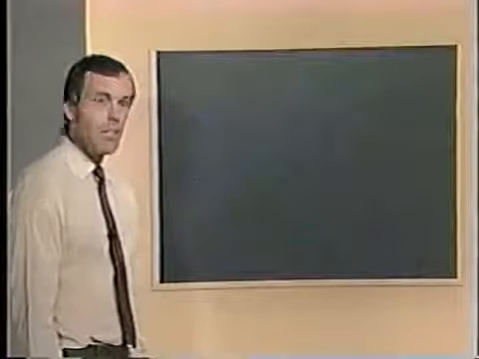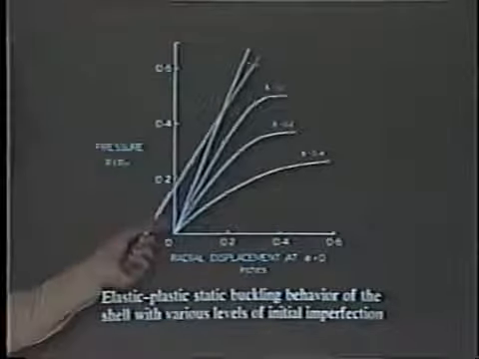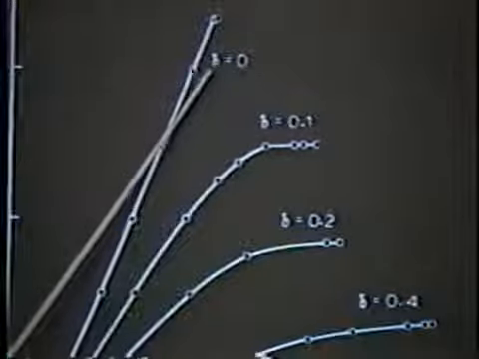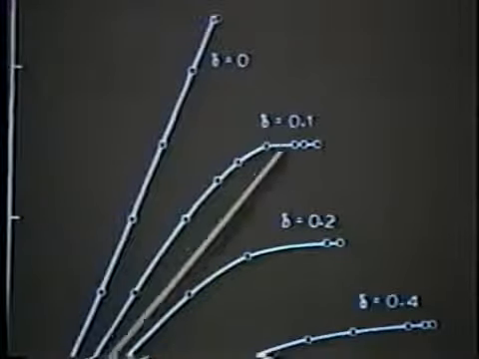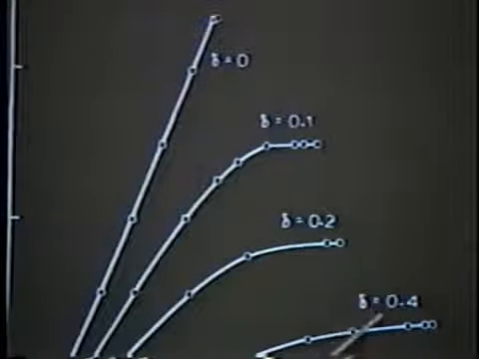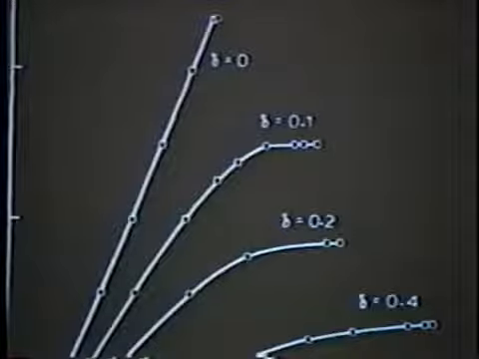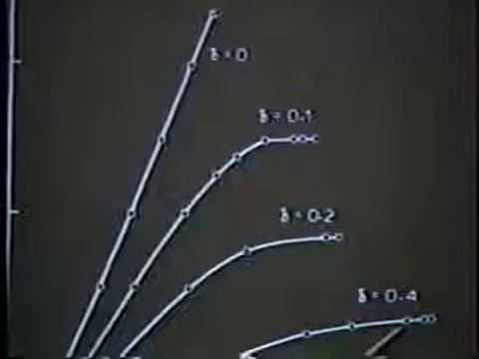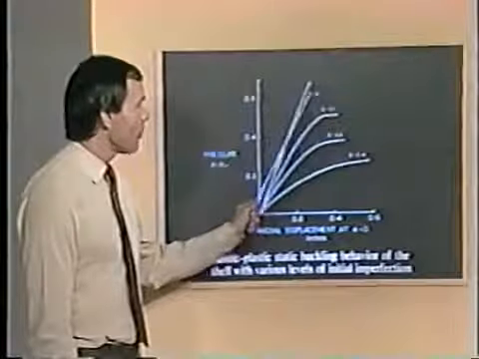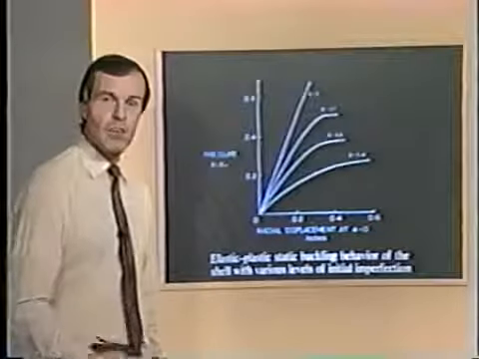On the next slide now, we show the maximum load carrying capacities for delta equal to 0, delta equal to 0.1, delta equal to 0.2, delta equal to 0.4. In each case, we have used the total Lagrangian formulation, including elastoplastic conditions. In other words, of course, we had to include the large displacement effects in order to pick up the proper buckling load or load carrying capacity of the shell. So these are the load carrying capacities of the shell for different imperfection levels.